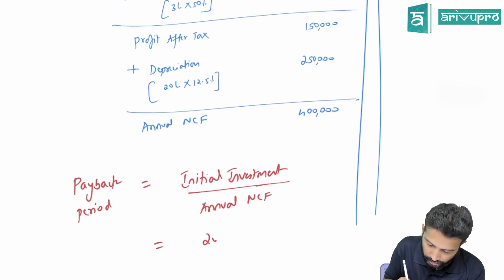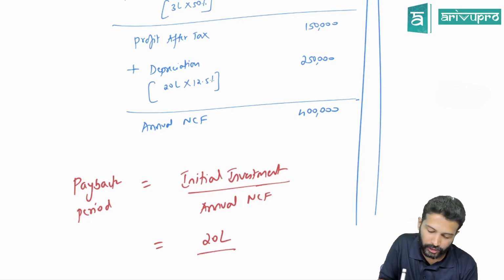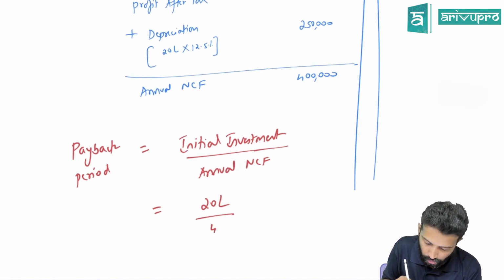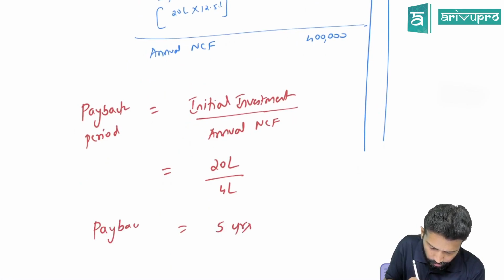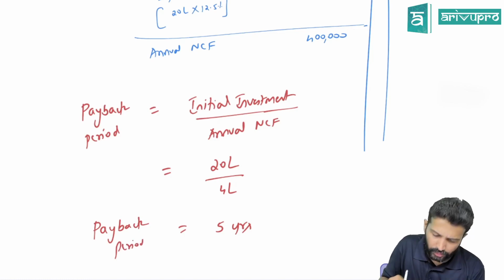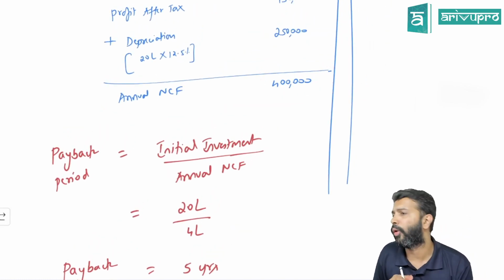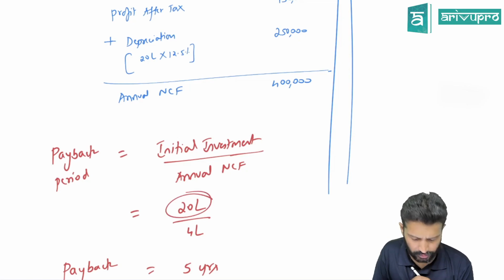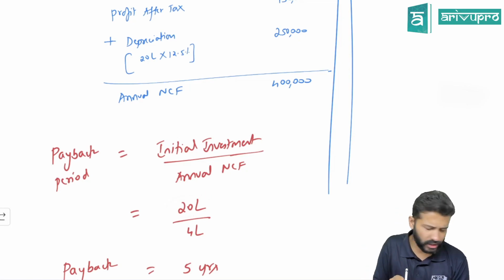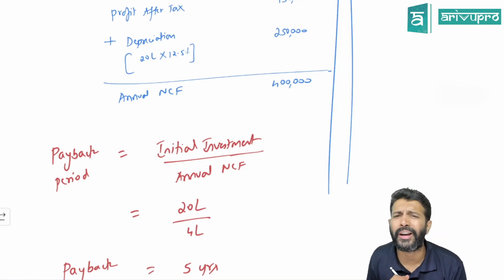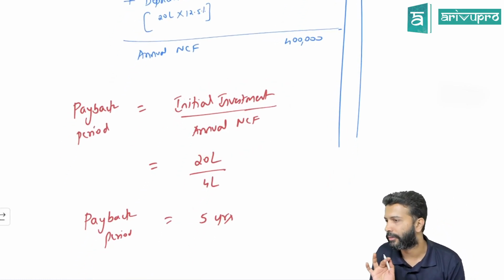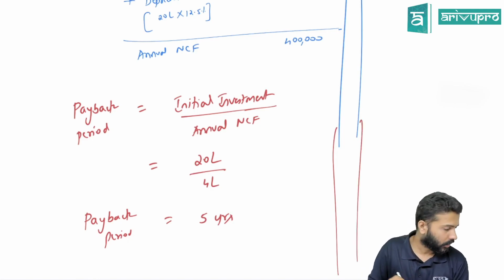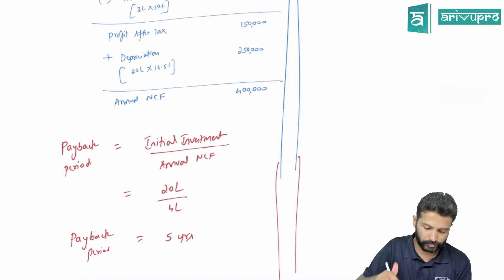Initial investment they told us 20 lakh, and every year you're generating a cash flow of 4 lakh. So what is your payback period? 5 years. Isn't the formula logical? Every year you're recovering 4 lakh. Totally how much you want to recover? 20 lakh. So 5 years, if you recover 4 lakh, are you not going to get 20 lakhs? Hence payback period is given by this particular formula. That's it. So payback period is 5 years in this particular case.